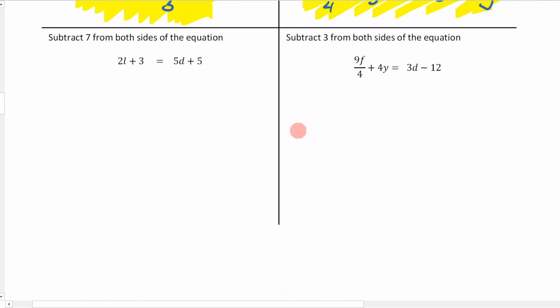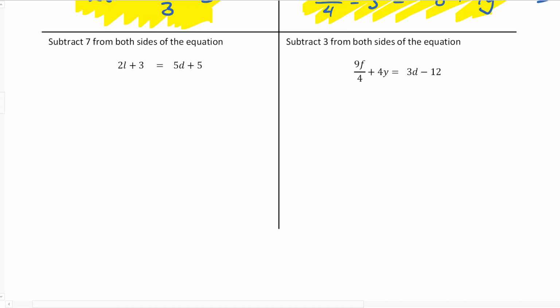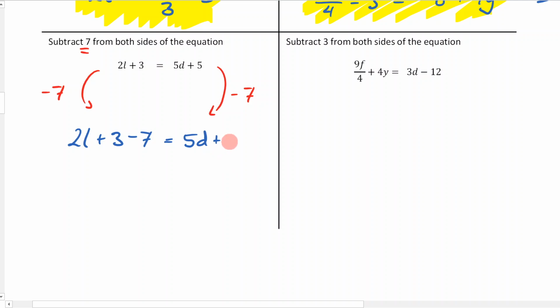And the last one for this example here, before we move on to our next video, is subtract 7 from both sides of the equation. So I'm subtracting 7 here. I'm subtracting 7 here. So this is going to be 2l plus 3 minus 7 is equal to 5d plus 5 minus 7. We're getting a lot of negatives here. So this is 2l, that stays the same, but then 3 minus 7, that's minus 4. And then 5d, 5 minus 7, that's minus 2.